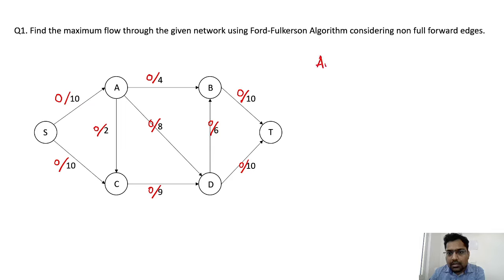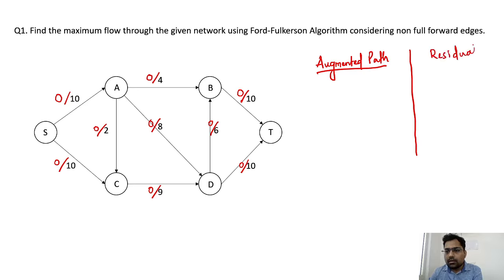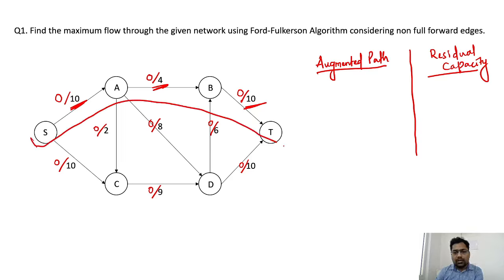I'm writing here: augmented path. Next is residual capacity. I'll tell you why I'm saying residual capacity. How do we find the bottleneck capacity? The bottleneck can be found if the flow is 0. Initially, the flow is 0, the capacity here is 10, here the capacity is 4, here the capacity is 10. So this one is considered the augmented path.